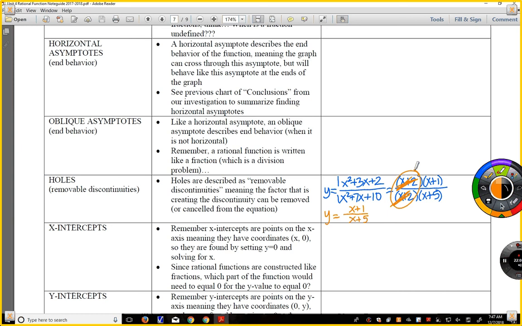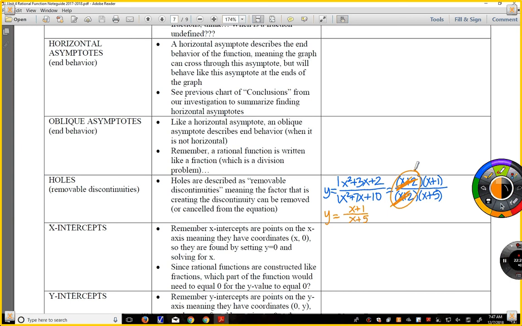-2, okay? Because in this one, what happens when I plug in -2? -2 plus 1 is -1. -2 plus 5 is 3. I get -1/3. What happens when you plug -2 into the way it was before? You get 0/0. What the heck is that? I don't know. Okay, a very undefined thing in our math system.